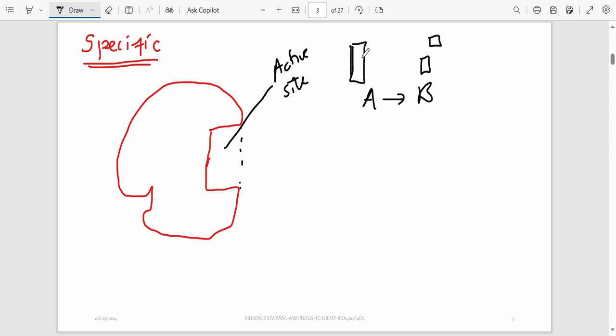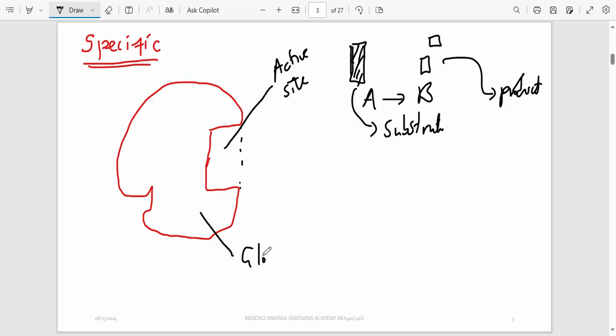Active site. And this A that you want to convert into B, after fitting in the active site, is known as a substrate. Substrate. And what you are getting after you convert is known as a product. Okay, like that. Now, apart from that, take note of the shape of the enzyme. It is globular in nature.